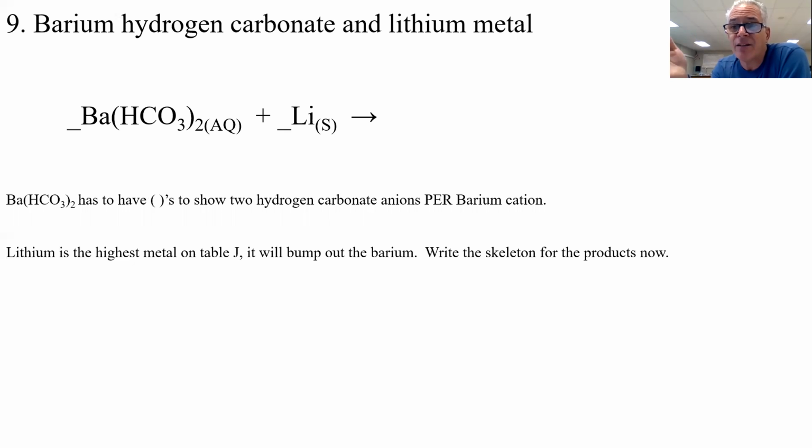Now lithium's a metal, metal's a solid. Now if you put lithium into this solution, we have atoms going into an ionic aqueous solution. It's the setup for a single replacement reaction. And when we go to table J, lithium is the highest metal. It's much higher than barium. Lithium is going to replace the barium. So we're going to have to rewrite it in the products as lithium hydrogen carbonate and barium gets bumped out.